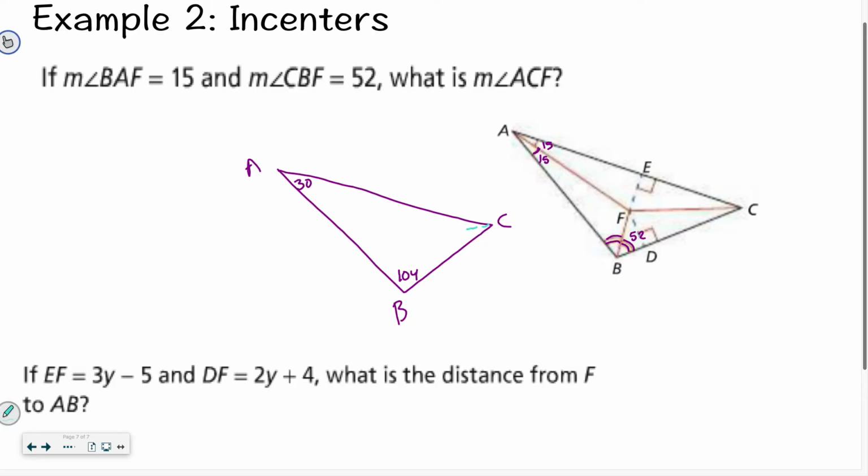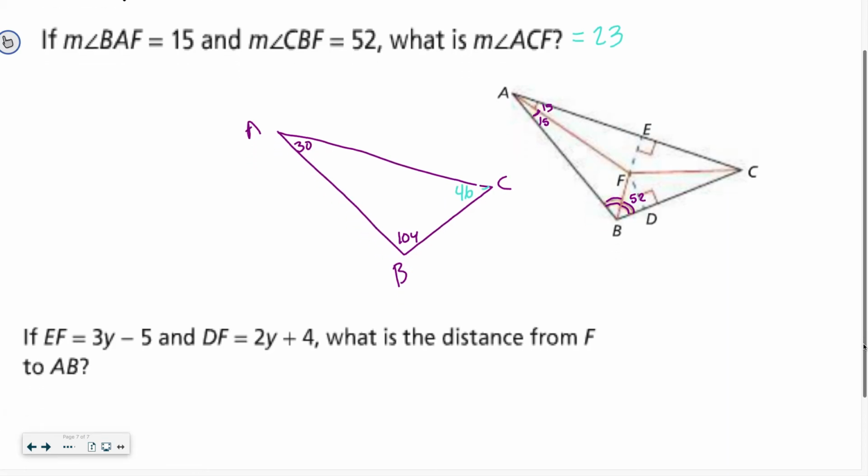ACF is half of my angle C. So if I find angle C, I can simply cut it in half. I know that there are 180 degrees in a triangle, so I can do 180 minus 104 minus 30, and I'm left with 46 degrees for angle C. And if I cut that in half, I'm left with 23 degrees for angle ACF.